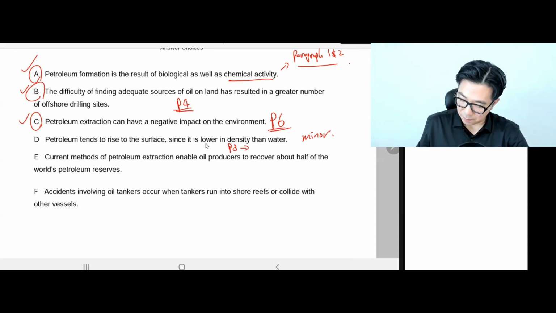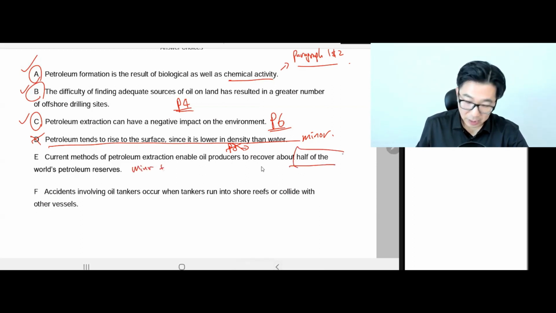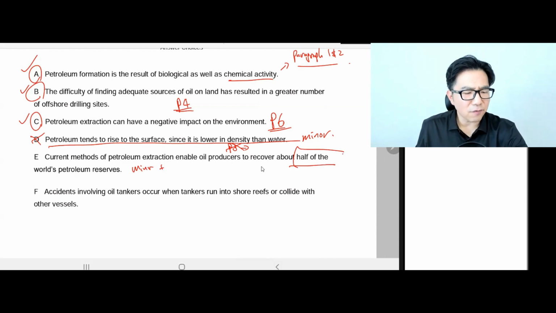But look at this sentence. Petroleum tends to rise to the surface since it is lower in density than water. That's like a minor detail. E. Current methods of petroleum extraction enable oil producers to recover about half of the oil. This is minor detail. Plus, this is wrong. It wasn't half. It was like 30 to 40%, wasn't it?